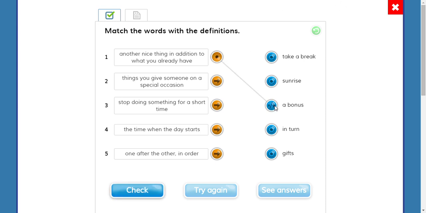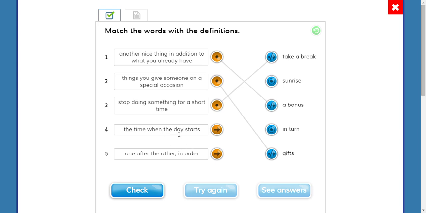It's like when you buy CDs, no, a bonus track. A bonus track is something, in this case, extra. Number 2, something you give someone on a special occasion. For example, if it's my birthday, you give me a present or a gift. Perfect. Let's continue. Stop doing something for a short time. It's like relax. Or you say, Mister, I have a break. Okay, take a break.